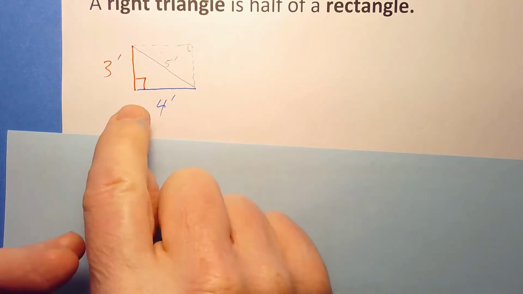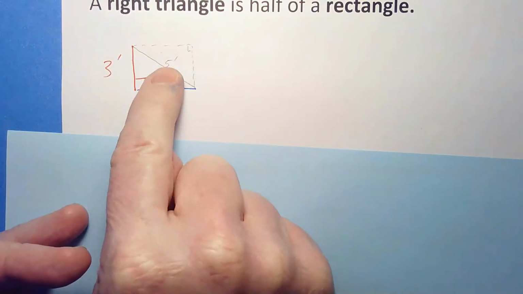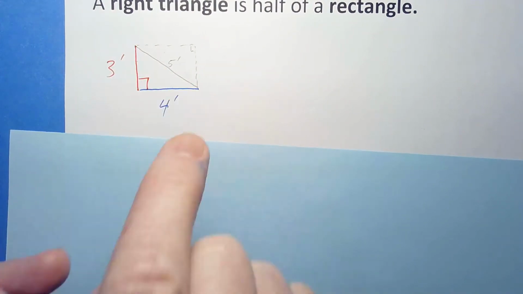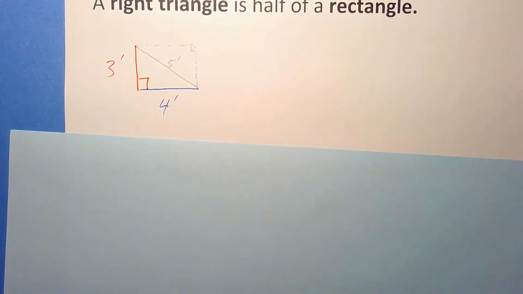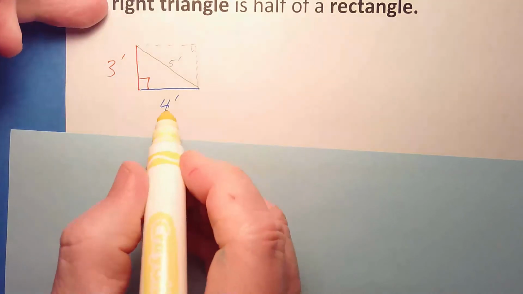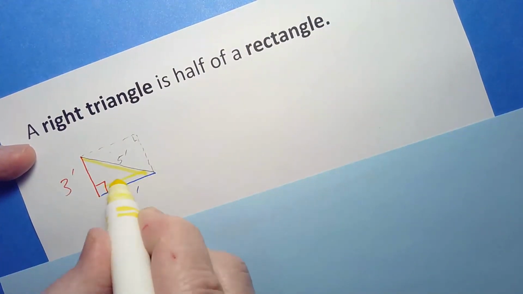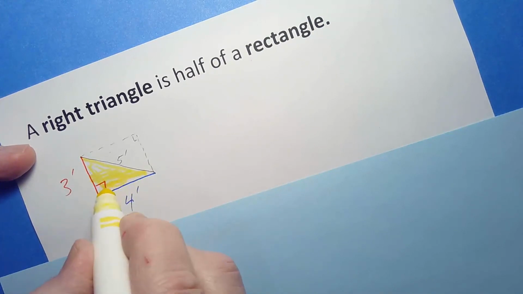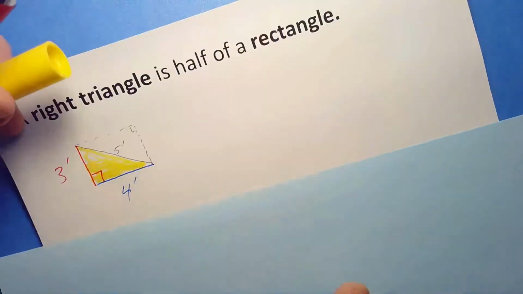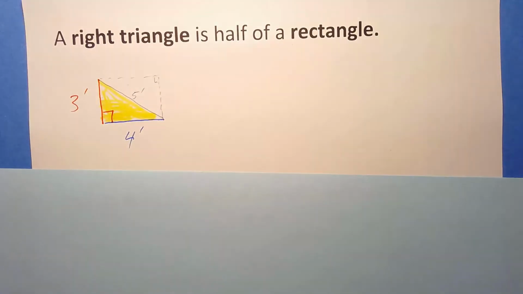Now the area of that rectangle would just be 3 feet times 4 feet, right? That's easy. Well, isn't it pretty obvious that that triangle is half of that, right? Okay, right now, I care about the area of this triangle. That's what we're trying to find. This area right here. So that's the dimension that's interesting, the area of that.